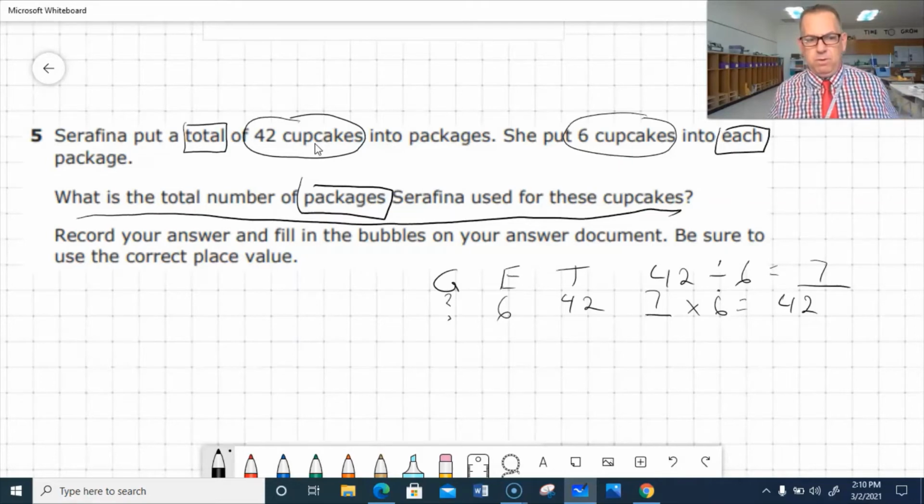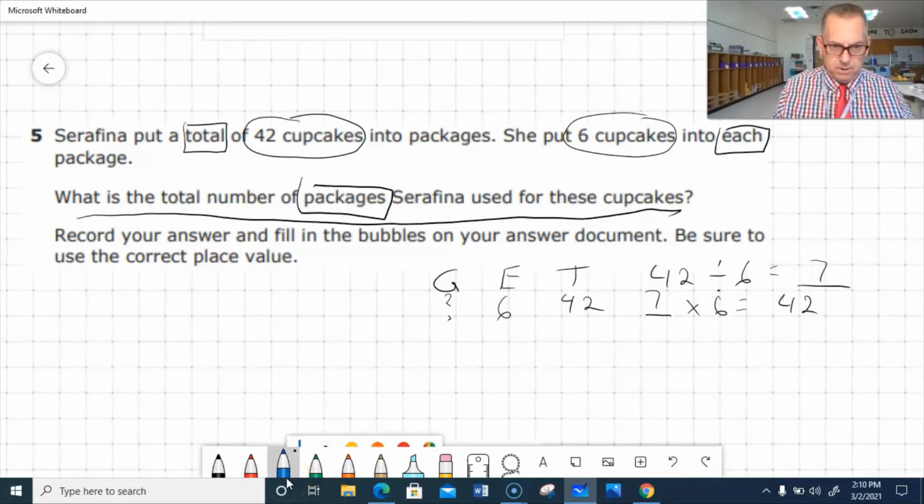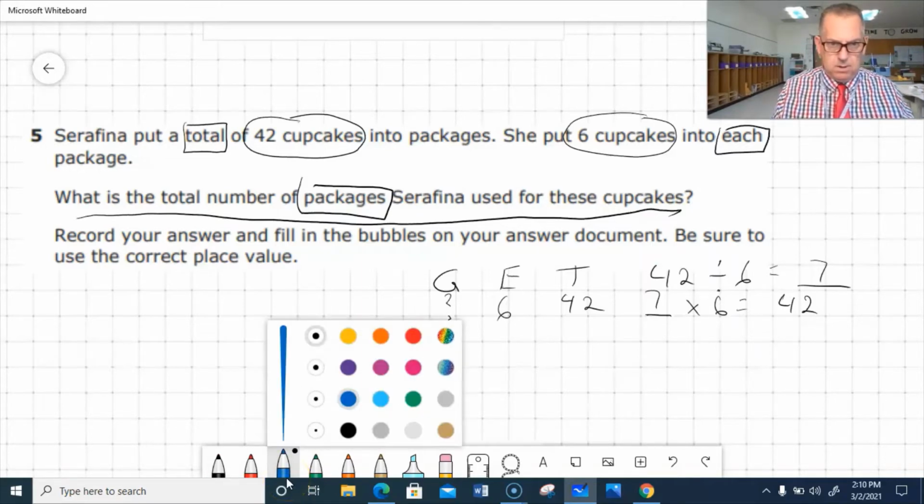Okay, but if you're not really good at your multiplication facts yet, I would do an array for this. If I'm trying to figure out how many groups there are, I can't do the grouping strategy, so the next best thing would be to do an array. So I would do my array, and I'm going to make some blue cupcakes, because I like blue cupcakes.